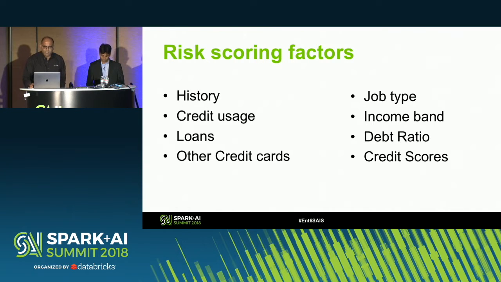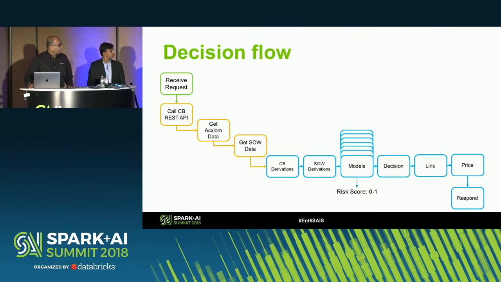The risk scoring factors are obviously predictable, but there are quite a few. Credit history, credit usage, loans that you're already having, other credit cards. As I said, it's all fairly obvious: job type, income band, debt ratio, which is the current leverage of debt versus the income level, and credit scores. All of this goes into a model for all the decisions. So let me go into the decision flow itself on how these factors are used and how the models that are used lay out. So it's a combination of both internal and external data that gets used in this decision.